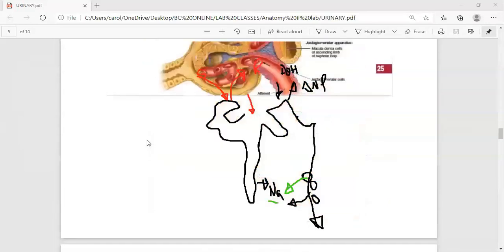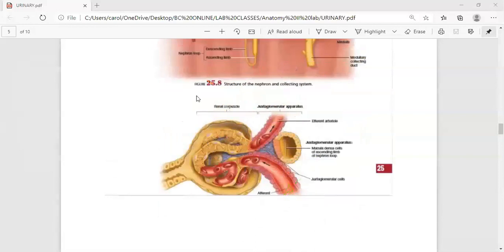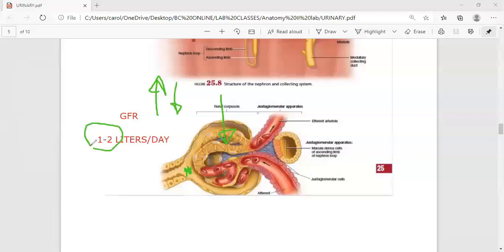Then if we keep scrolling down right here, we can see the glomerulus. Since we filter in there, the amount of filtration is going to be called the glomerular filtration rate. This glomerular filtration rate needs to be maintained all the time in order to produce approximately 1 to 2 liters of urine per day. The moment that we increase or decrease the glomerular filtration, obviously the amount of urine that we produce will also increase or decrease.